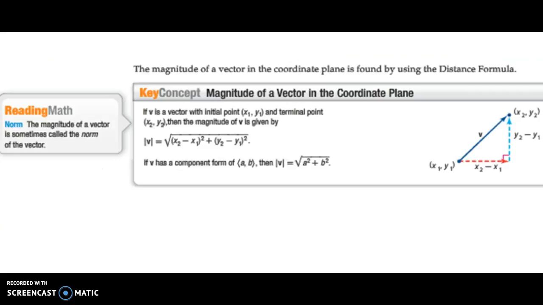Now, how do we find the magnitude of it? Well, we use the same points again: initial point (x1, y1), terminal point (x2, y2), and we find it essentially using the distance formula between them. And remember, magnitude is written with what looks like the absolute value symbol. If we know the component form <a, b>, it's going to be the square root of a squared plus b squared.